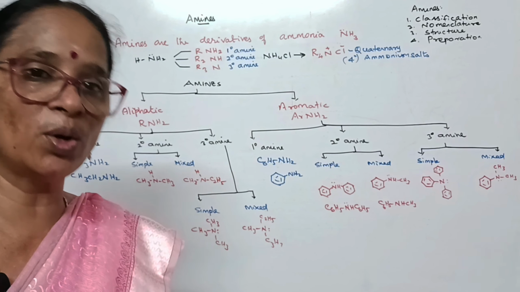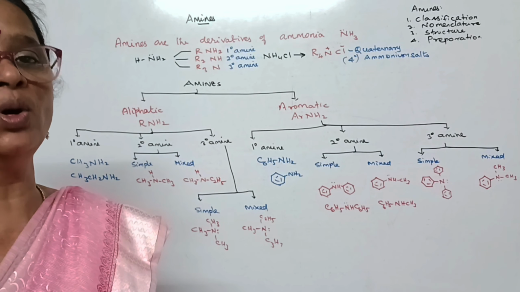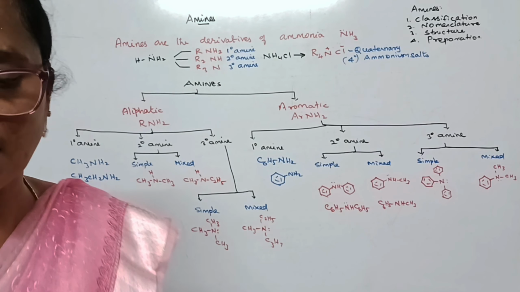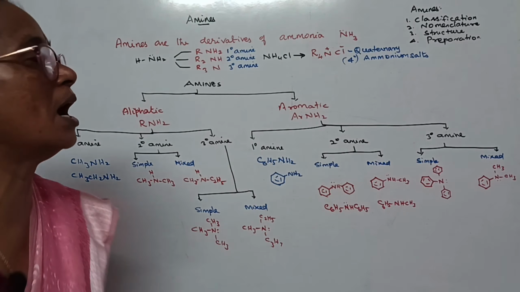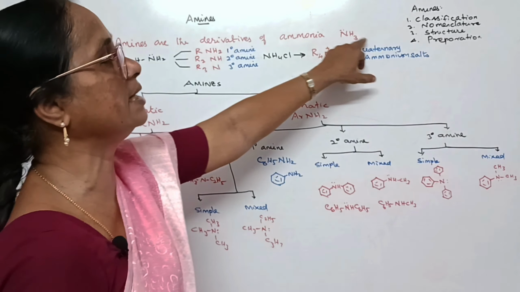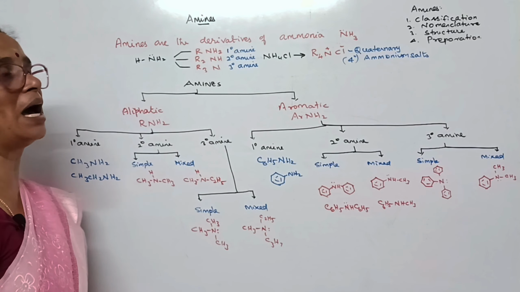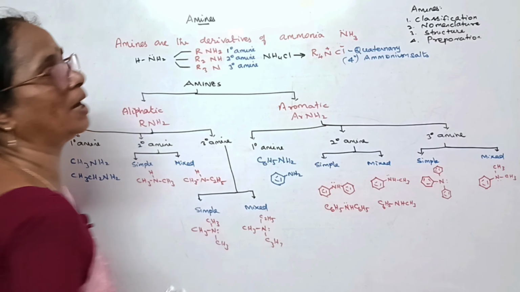That could be a nitro derivative or even amino derivative. So let us start with amines. Amines are the derivatives of ammonia. The ammonia formula is NH3, where the nitrogen has an unshared pair of electrons called a lone pair.